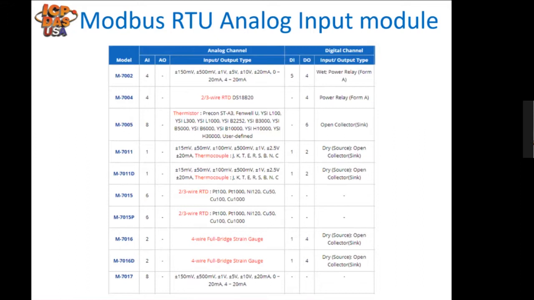M7000 series data acquisition remote I/O modules support Modbus RTU and DCON protocol. They come in a wide variety of analog and digital configurations. The analog and digital I/O types they support include current, voltage, thermistor, thermocouples, RTD, frequency, relay, strain gauge, etc. This table shows some of our analog input modules for Modbus RTU protocol.